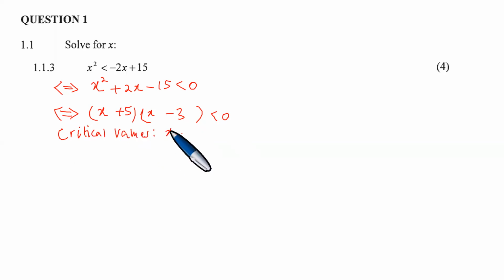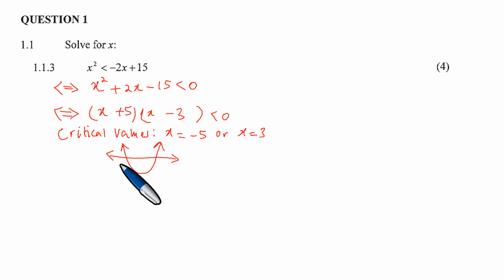Right, what are the critical values? They are x equals minus 5 or x equals 3, okay? So these are the critical values. After we got the critical values, we sketch a rough diagram, and this rough sketch demonstrates the actual critical values on the number line x.